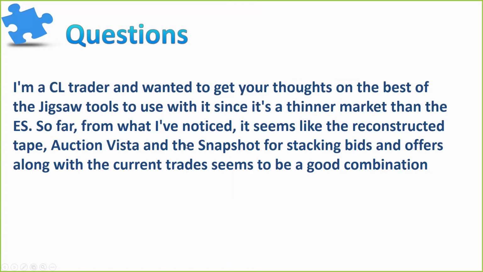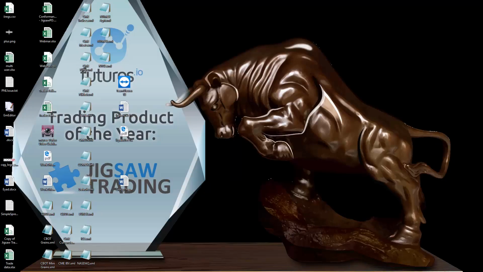Okay, so that's the easy question. Next question. I'm a crude trader. I want to get your thoughts on the best of the Jigsaw tools to use with it, since it's a thinner market than the S&P. So far, what I've noticed seems like reconstructed tape, auction vista and snapshot for stacking bids and offers, along with the current trade seems to be a good combination. Well, it really depends on how you're trying to trade.